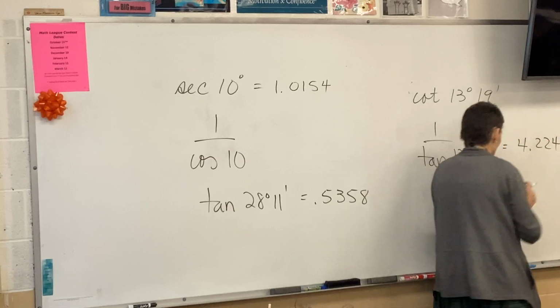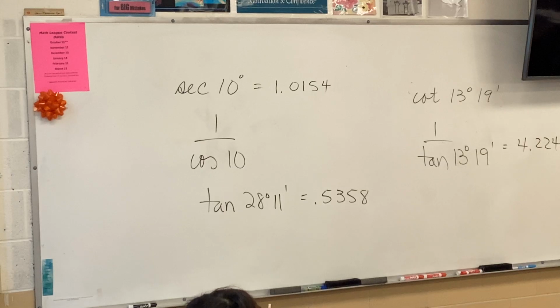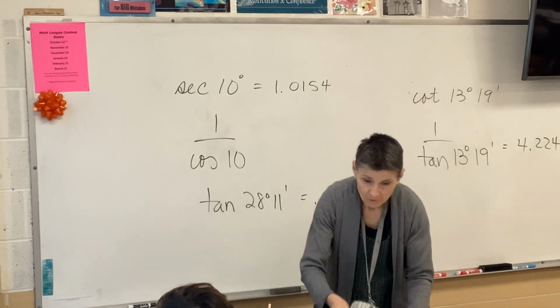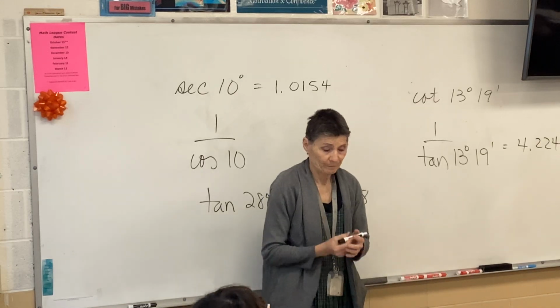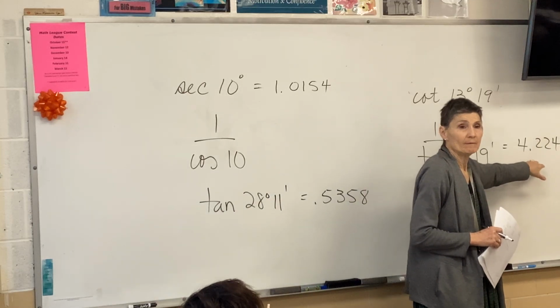I got 4.2. Anybody else get that? I got 4.224. I got 4.225. Yeah, that's right. I rounded it. 4.2248. You need to bring your calculator. So then you're at the 10,000th? Yeah. Good there? So we don't round.